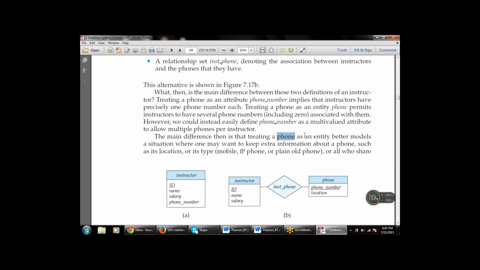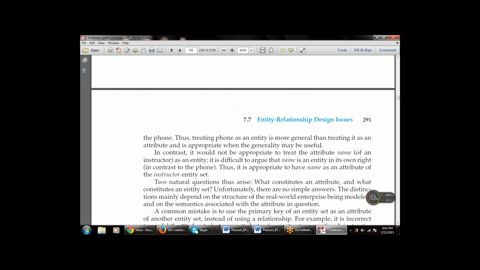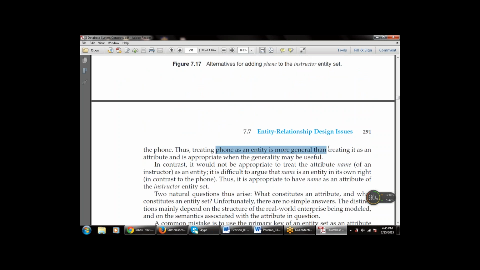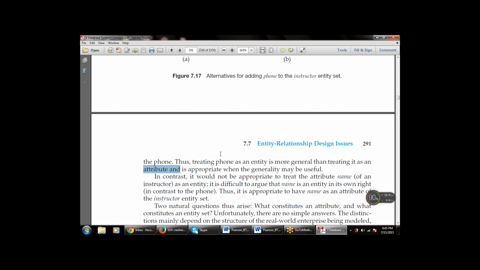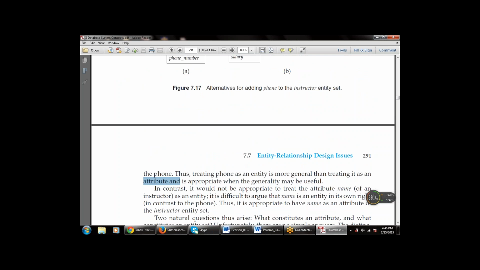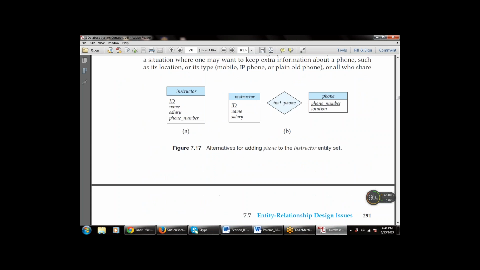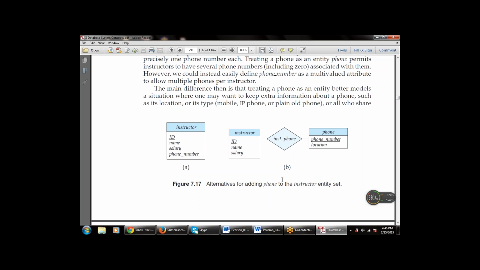The main difference is that treating a phone as an entity better models a situation where one may want to keep extra information about a phone, such as its location, its type, whether a mobile, iPhone or plain old phone, or who shares the phone. Thus treating the phone as an entity is more general than treating it as an attribute, and is appropriate when its granularity may be useful. So this is the alternative for adding the phone to the instructor entity set.